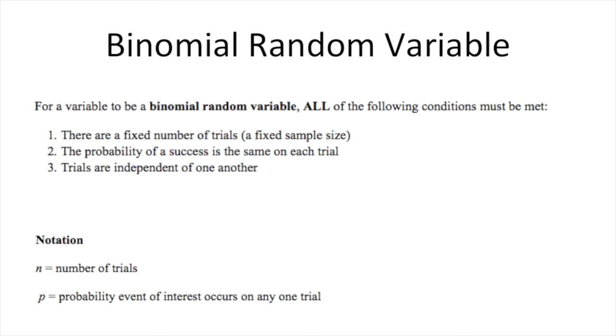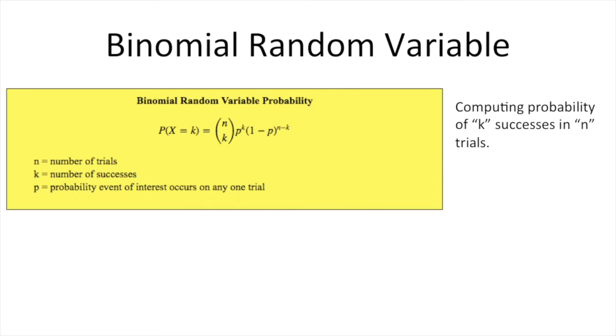Let's look at how we can compute the probability of a certain number of successes given that we have a binomial random variable. This is the formula from your online notes. It's also in the textbook. This is what we use to compute the probability of k successes in n trials.